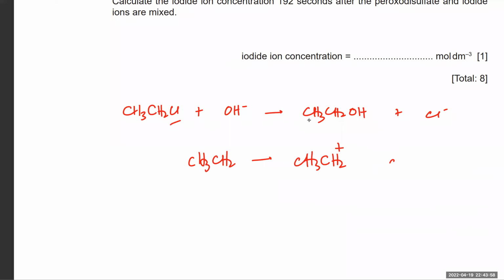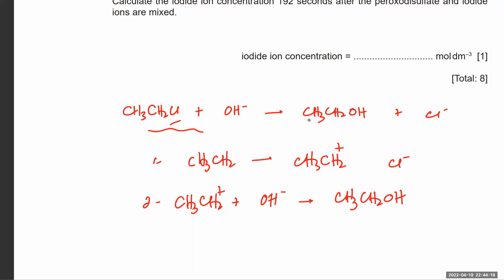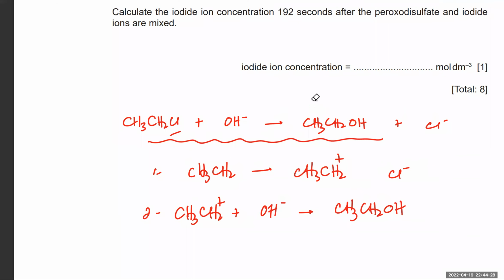So the Cl- breaks off, and in the next part, the OH- comes in and joins with it. So that's step one, that's step two. You just have to think of an intelligent step: how would you divide this reaction? As long as your order is met, like they were saying that it's order one with respect to both of them.